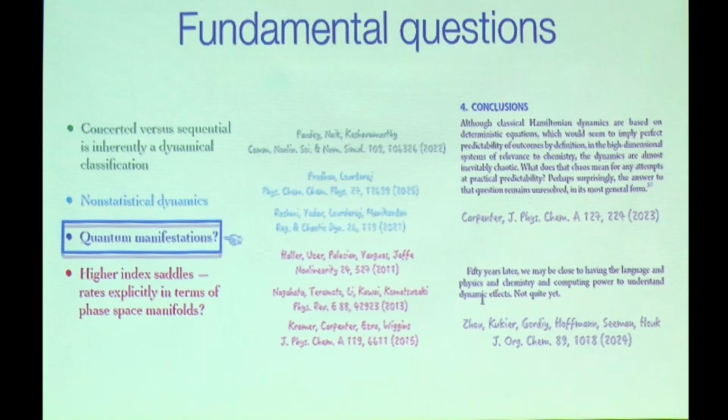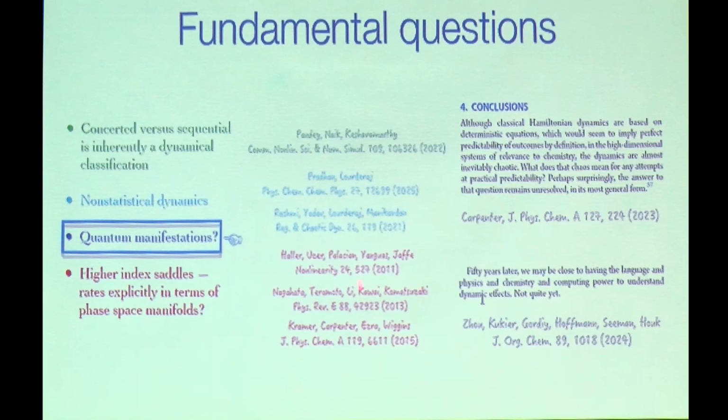So let me summarize a couple of questions that we're interested in. One is, of course, concerted versus sequential. It is inherently a dynamical distinction, and we cannot just look at the potential and decide on that. These second order saddles, if they occur, are breeding grounds for non-statistical dynamics. There's also the open question: if you have higher index saddles, and let's assume they contribute non-trivially to the rate processes, how do you write a transition state theory-like expression which includes contributions from these higher rank saddles? That's a particularly challenging problem.